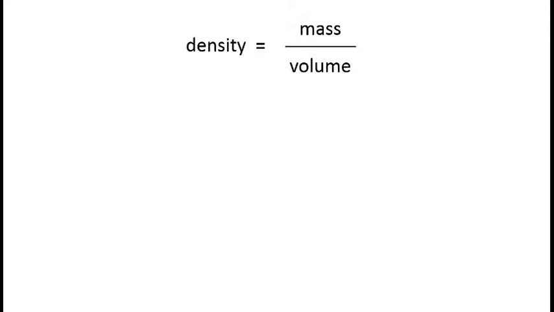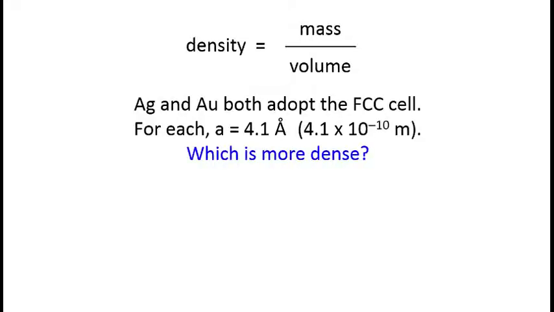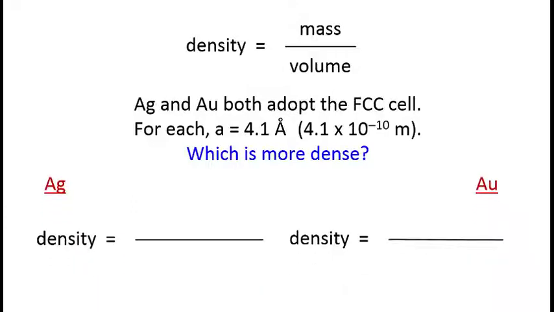But even without a calculator, we can make some comparisons. For example, silver and gold both adopt the face-centered cubic unit cell. For each, the value of A is 4.1 angstroms, which is 4.1 times 10 to the minus 10th meters. Which is more dense? Let's think about the density expressions for each. Since the A value is the same for each, the volume of the unit cells are the same as well. For the mass, we need to consult the periodic table. The average silver atom weighs 108 AMU, while an average gold atom weighs 197 AMU.